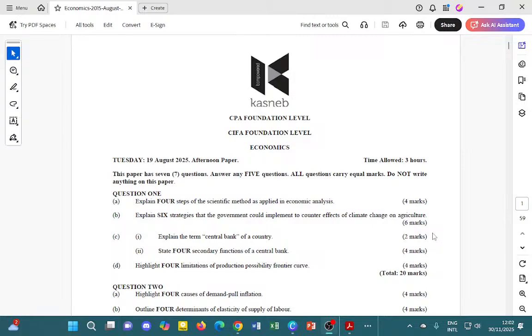I'll be considering a CASNEB past examination, that is economics. The title is CASNEB, CPA foundation level, CIFA foundation level. The paper is economics, and this paper was taken on Tuesday, 19th August 2025. It was in the afternoon. The paper is 3 hours.